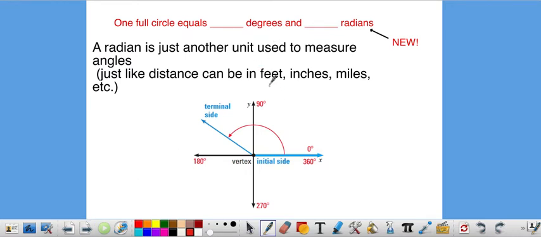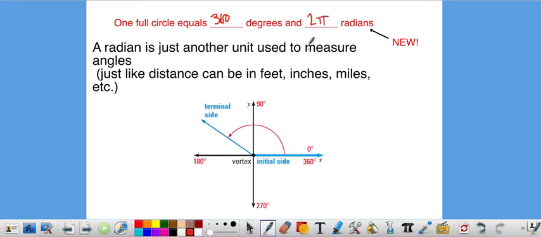So we're pretty comfortable with degrees. Everything we did in geometry class was degrees. But for a lot of higher level math, we actually don't like to use 360 degrees. We like to give our angle in terms of pi. So a radian is measured in terms of pi. So one full circle equals 360 degrees. And here's our new thing, 2 pi radians.